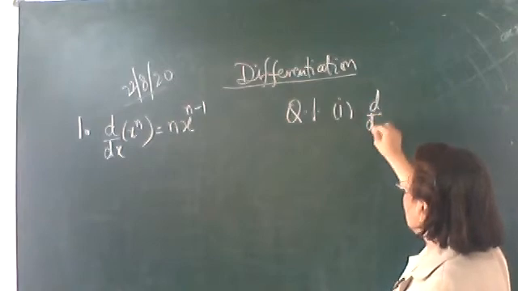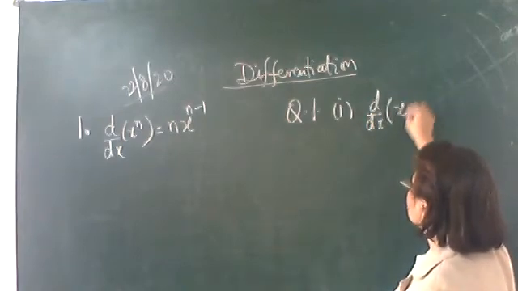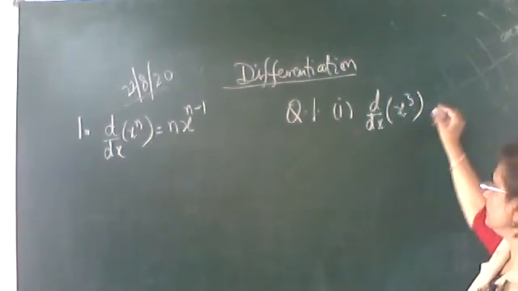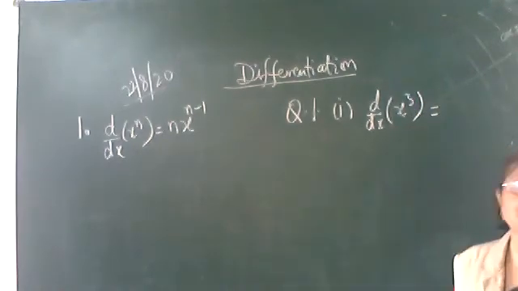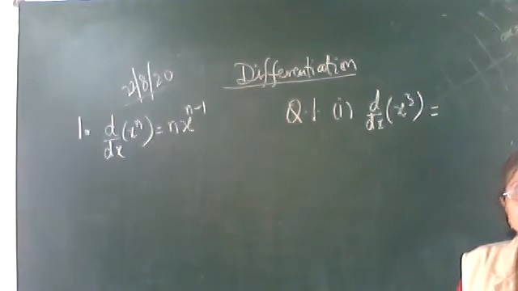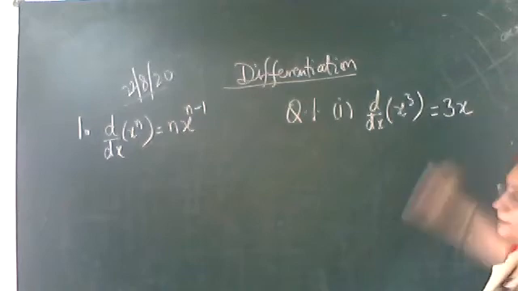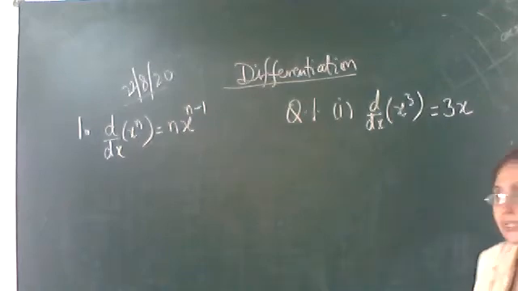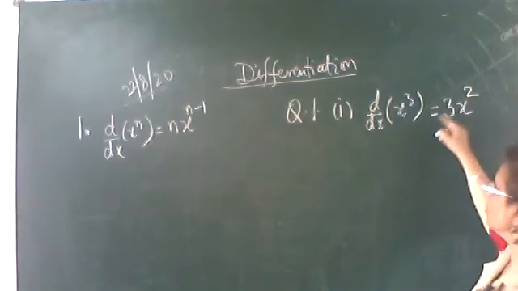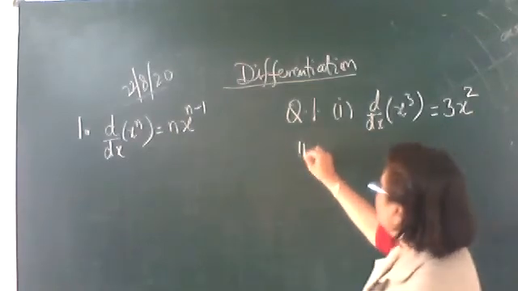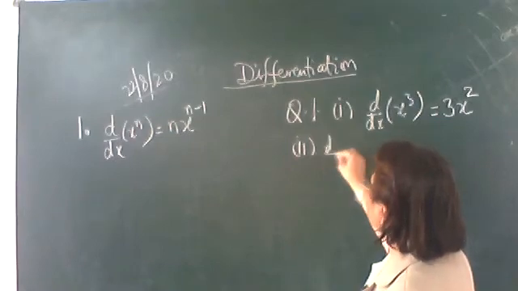Let's say you have to find dy by dx of x cube. What is n over here? 3. According to the formula, d by dx of x cube, n here is 3, so 3x raised to the power n minus 1. 3 minus 1 is 2. So what is the answer? 3x square. So simple.